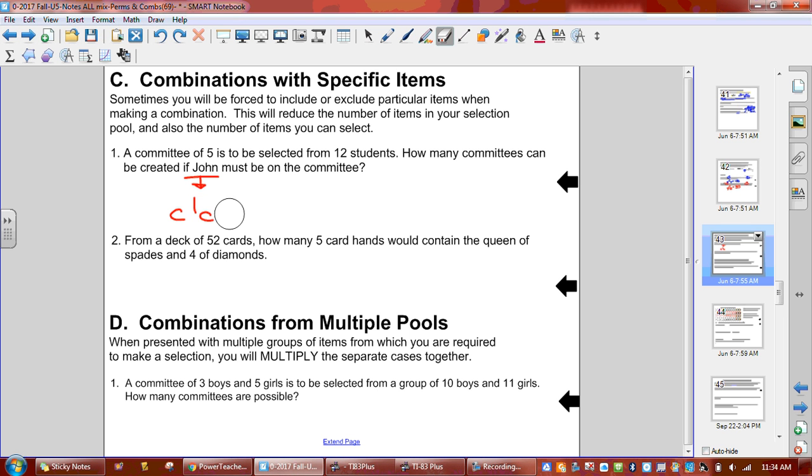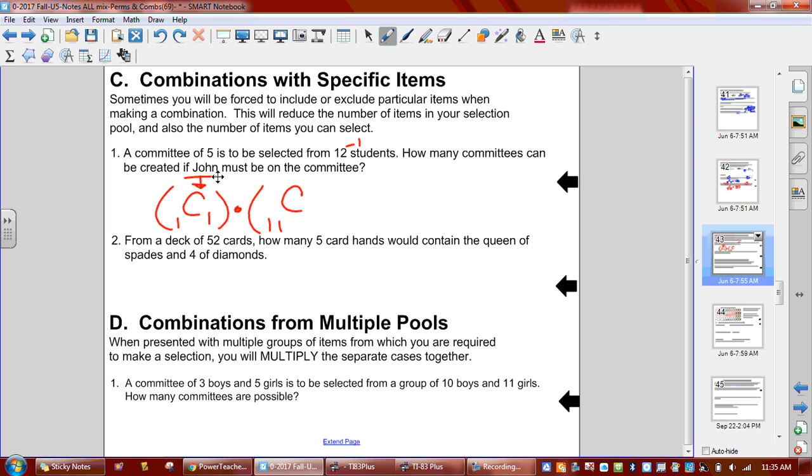1C1. 1 choose 1 is John. Okay? I have 1 choice. I have to choose John. Now I have 4 spots left, but how many kids do I have left to choose from? If I subtract 1 student being John, how many are left? 11. So we're going to times that by 11 choose. Now how many more kids do I need to choose?